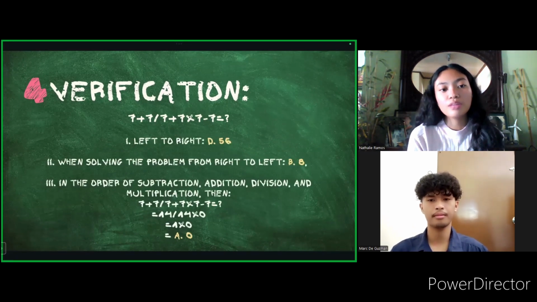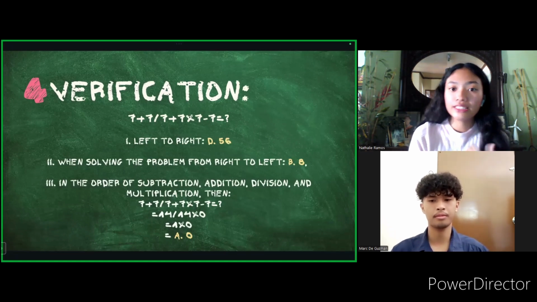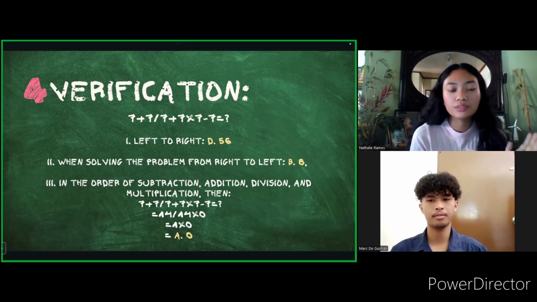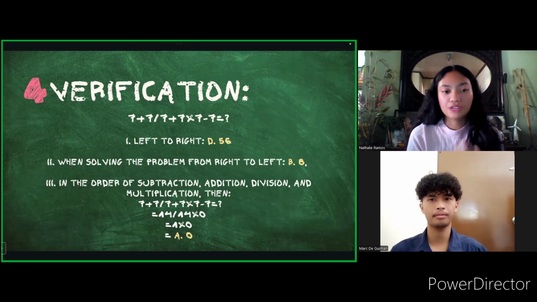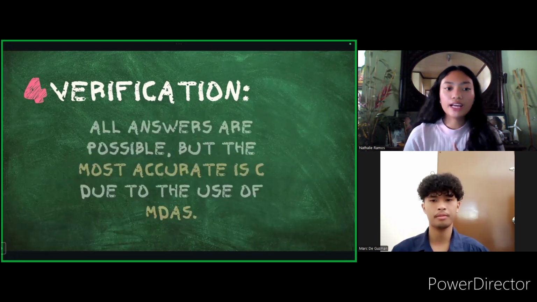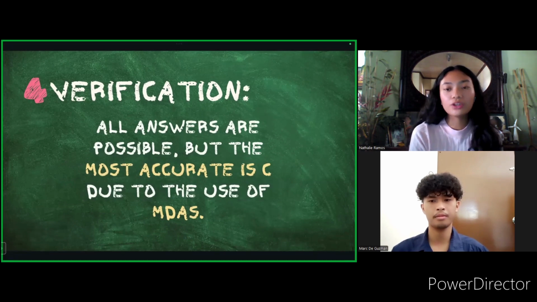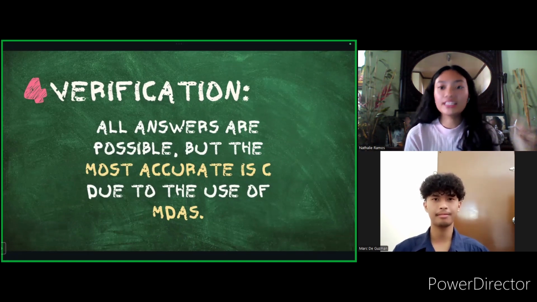If we solve the problem from left to right, the answer will be D, 56. If we solve the problem from right to left, the answer will be letter B, which is 8. And in the order of subtraction, addition, division, and multiplication, the answer will be letter A, 0. With that, we can conclude that all of the choices are possible answers. However, the most accurate is letter C.